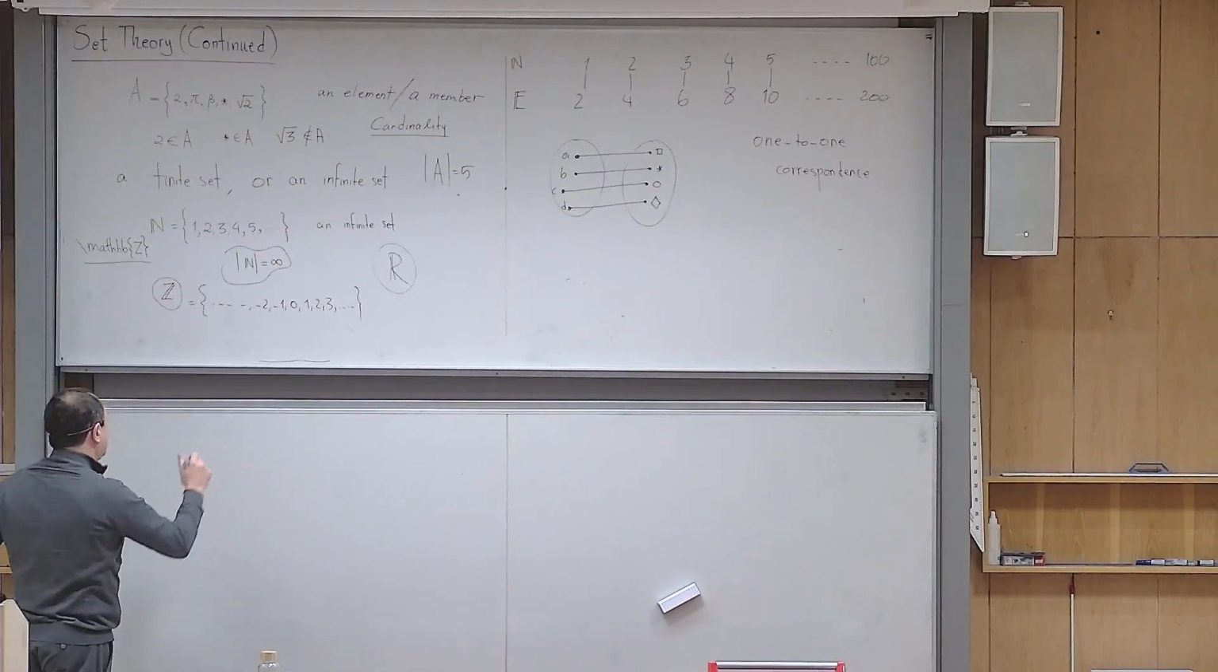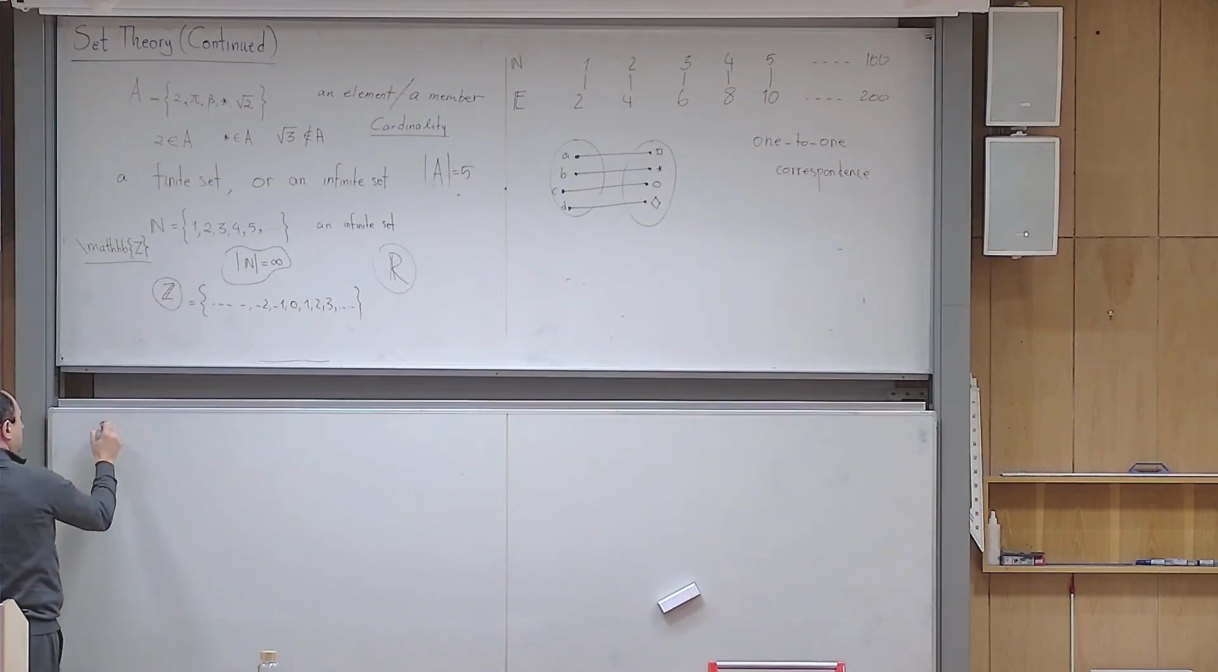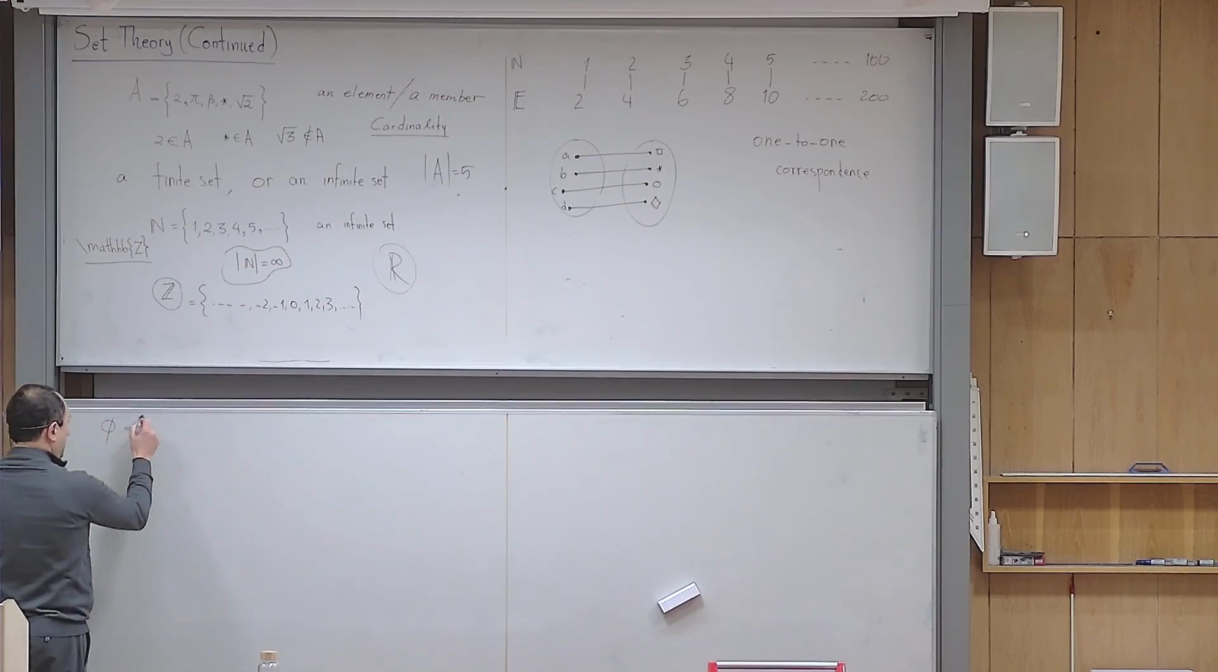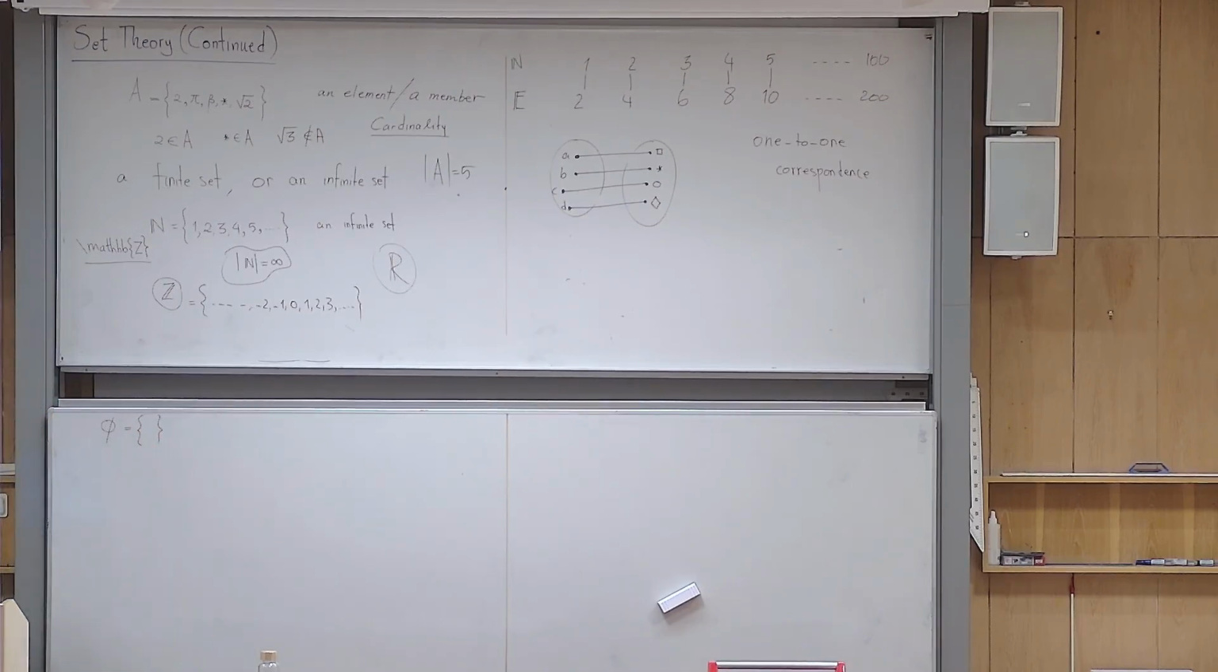We also talked a little bit about the empty set. Do you remember? The empty set is the set containing no elements at all. We have two symbols for this. This is the symbol that we use to denote the empty set. But if I ask you to write it down, you can write it like this.